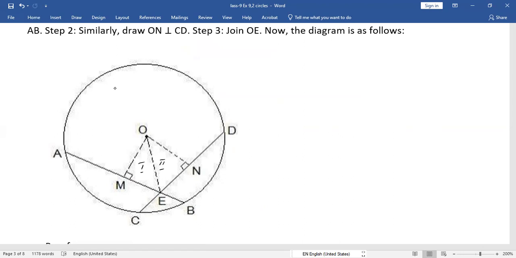We know AM is equal to ND, and now we proved ME is equal to NE, by CPCT. So AM plus ME is equal to DN plus NE. Equal segments, so we can say EC is equal to EB, because D is equal to A. So we can say EB is the left.